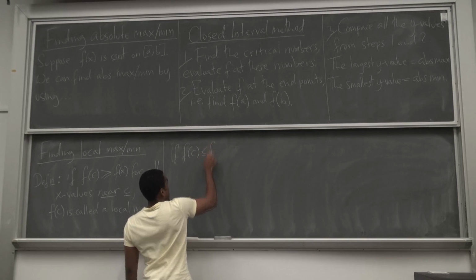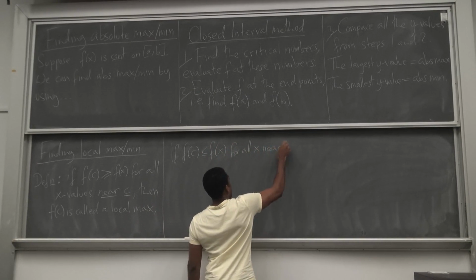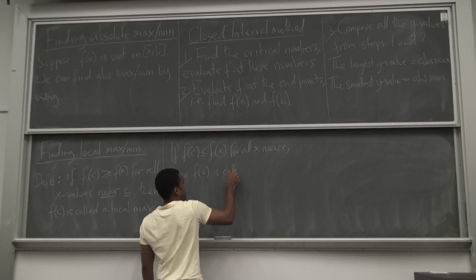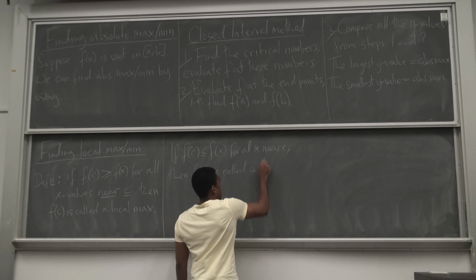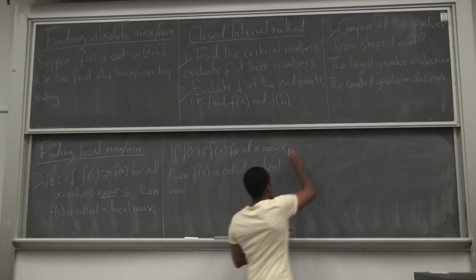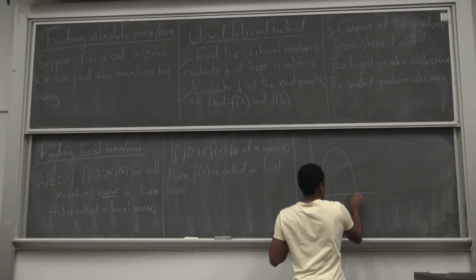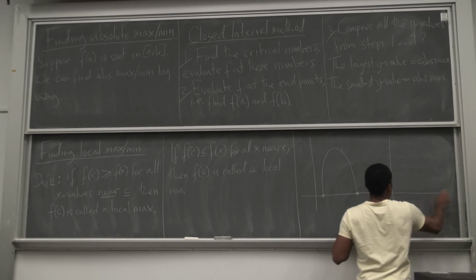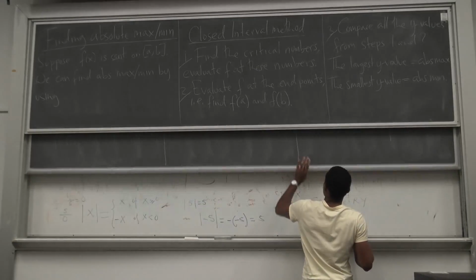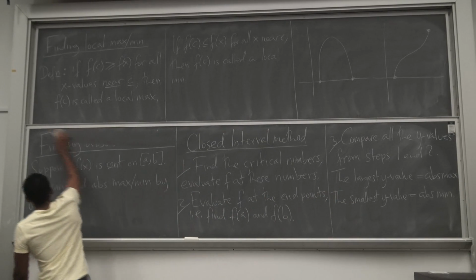If f of c is smaller than f of x for all x near c, then f of c is called a local minimum. Let me give you illustrations in a minute. Then I'll tell you how to find those guys.